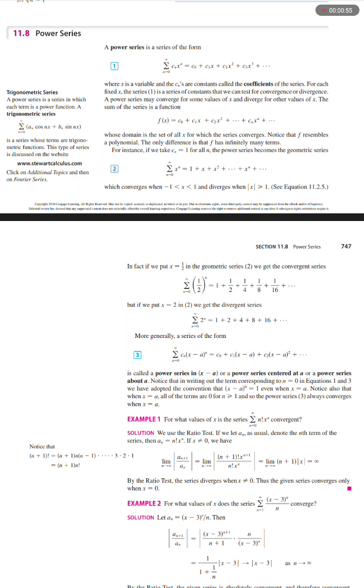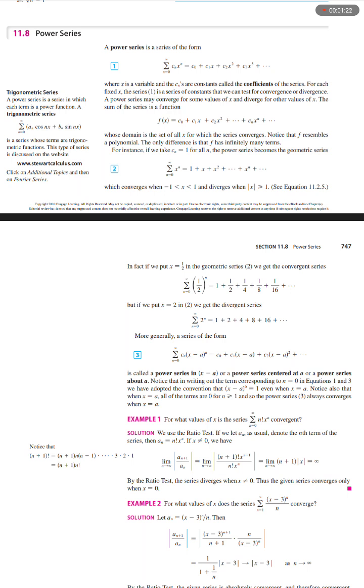f(x) equals c_0 plus c_1 x plus c_2 x squared plus ellipsis plus c_n x to the power n plus ellipsis, whose domain is the set of all x for which the series converges. Notice that f resembles a polynomial. The only difference is that f has infinitely many terms.